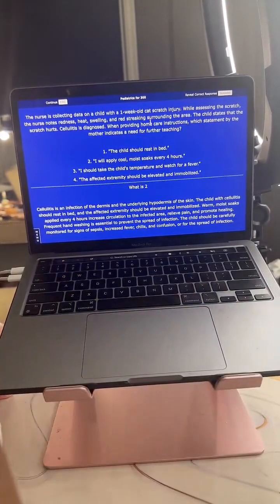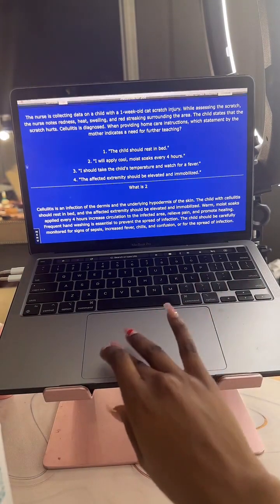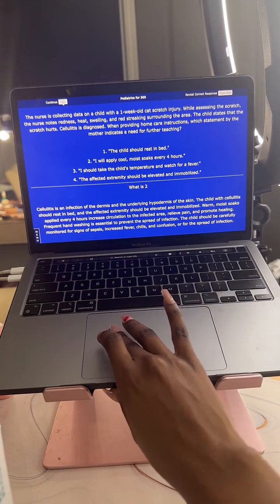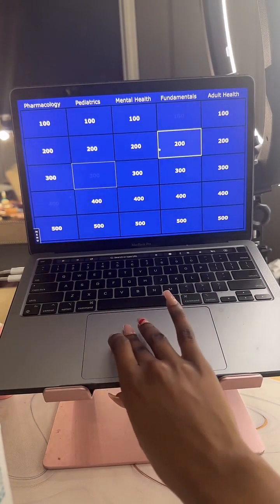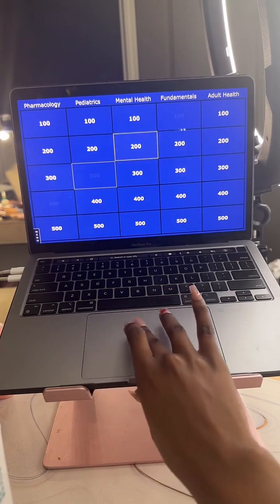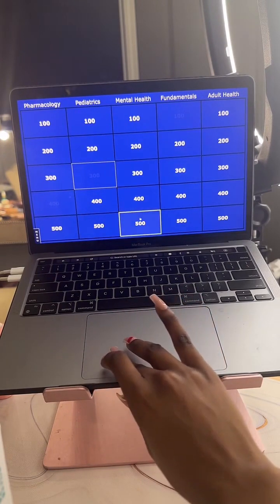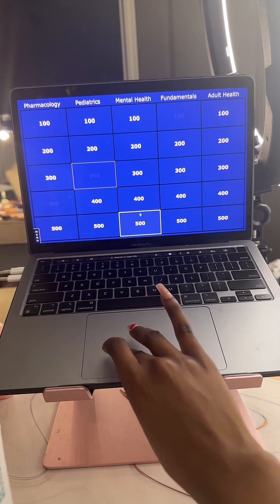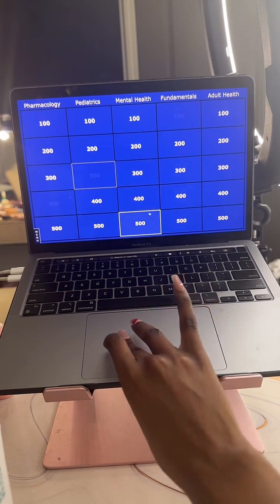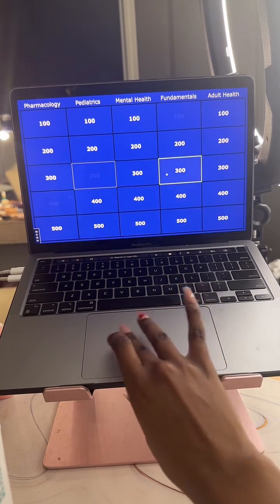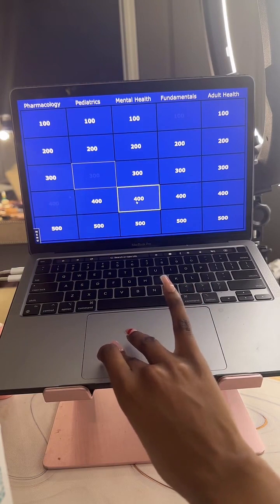Perfect. People on TikTok got it. What about you guys on Instagram? Y'all ready to move on? All right, perfect. Let's go. Somebody on Instagram said false. Who's false? All right, now let's do, which one? You're false. Let's do mental health for 500.